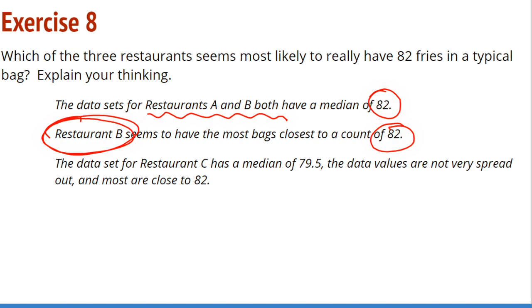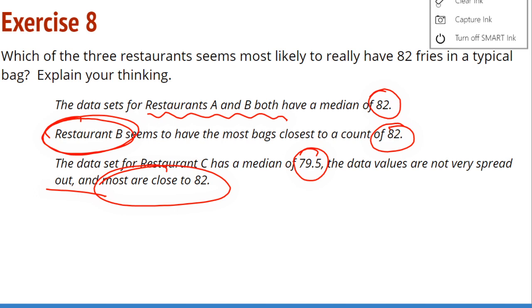The data for restaurant C has a median of 79 and a half. The data values aren't very spread out, and most of them are close to 82. So really you've got a few different possible answers depending upon how you look at it. So probably no right or wrong answer there. The question is, what was your thinking that led you there?